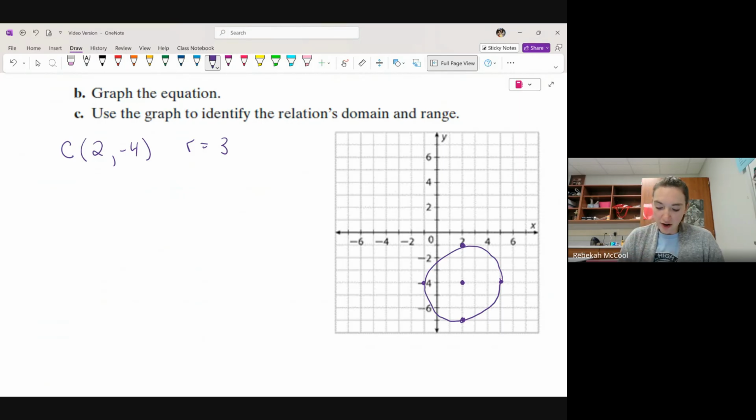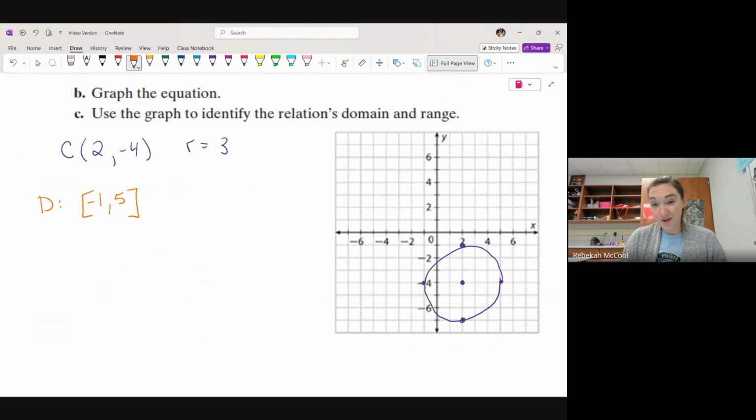Now, we're supposed to use this graph to identify the function's domain and range. Sorry, not a function. It does not pass the vertical line test. It is just a relation. We're supposed to identify the relation's domain and range. So anytime we're thinking domain, we're thinking the x values from smallest to largest. So the smallest x value in this circle is negative 1. The biggest x value of the circle is 5. And both of those coordinates exist, so we're going to have the square brackets.